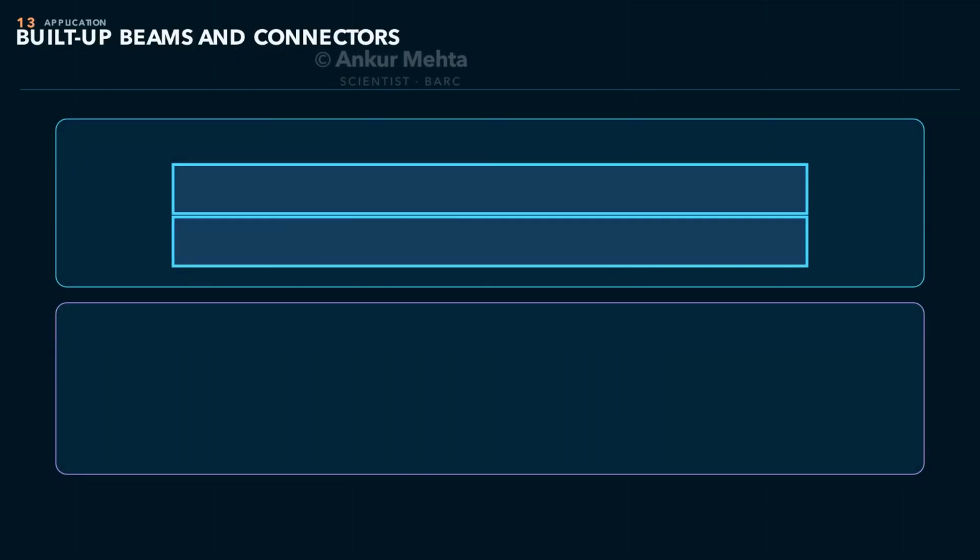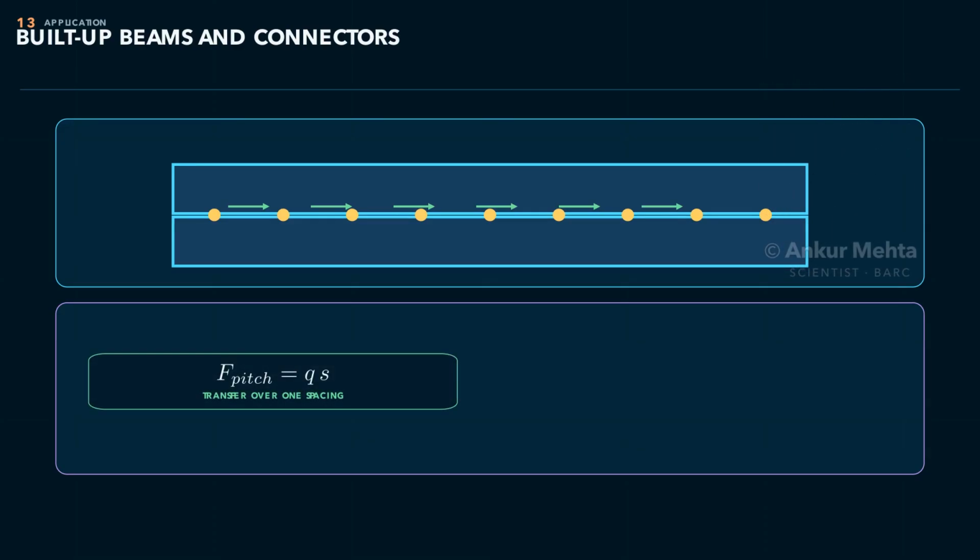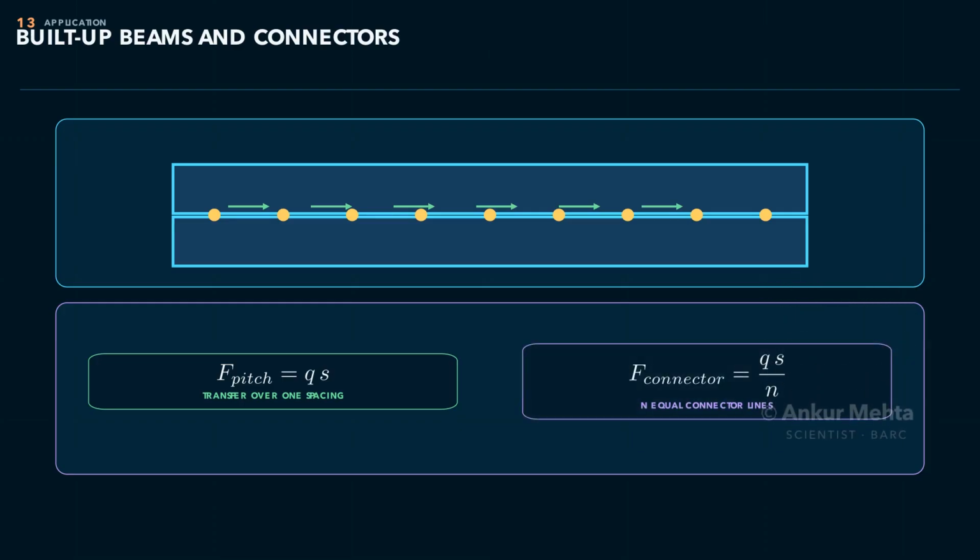Shear flow is especially useful for built-up beams. If connectors are spaced by s, the longitudinal force transferred over one pitch is q times s. When n identical connector lines share that transfer equally, the force per connector is qs over n. This relation designs nails, bolts, rivets, screws, and intermittent welds. At a free edge, Q becomes 0 and therefore q is 0. At an interface, always define exactly which area is being transferred and how many connection lines share the force.